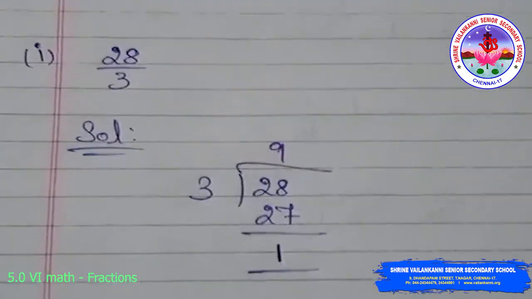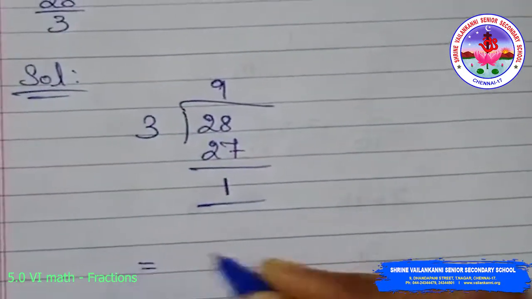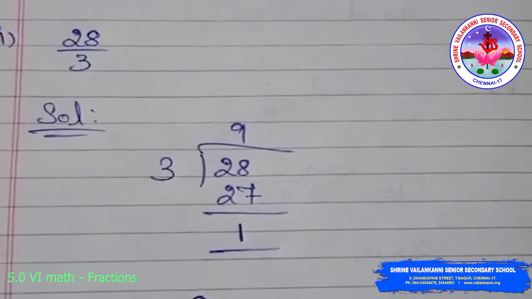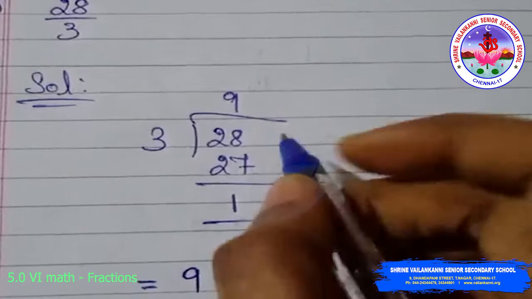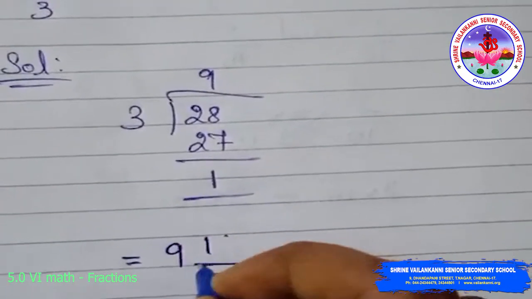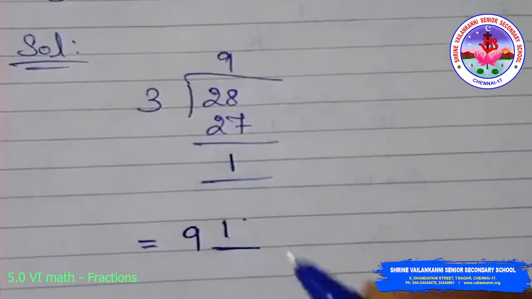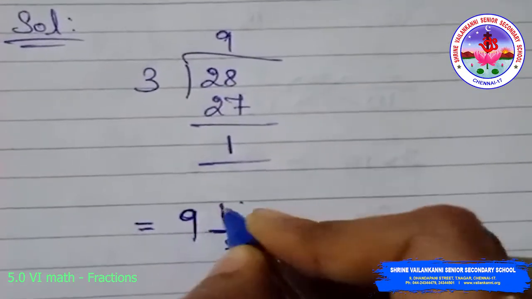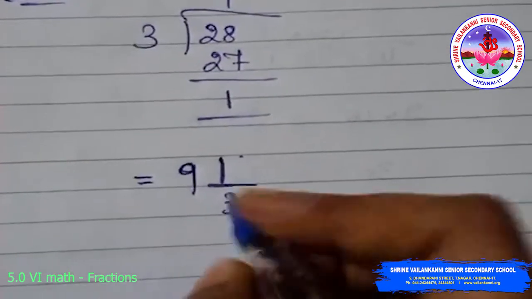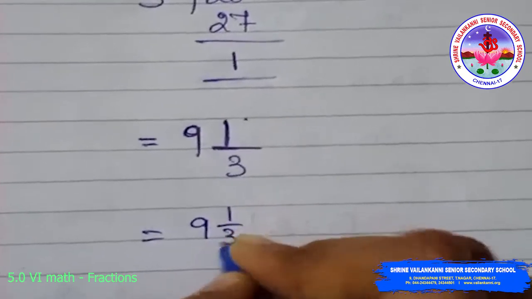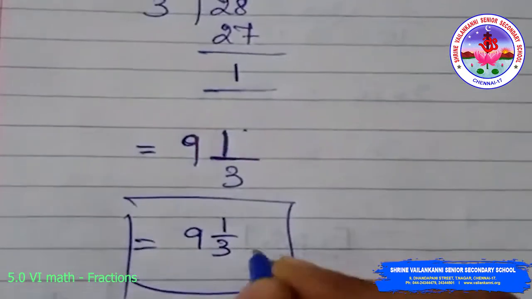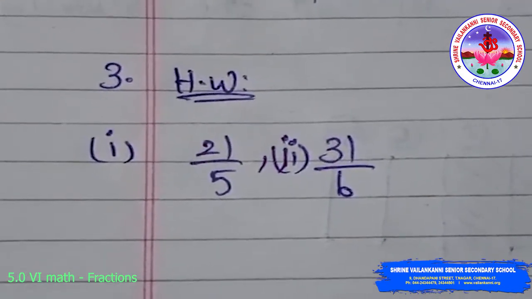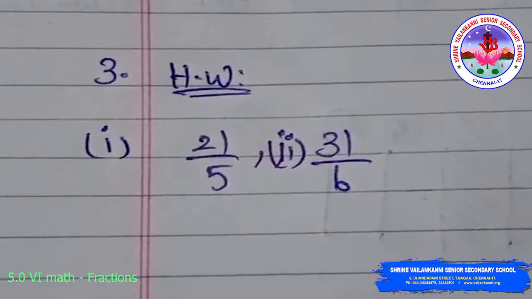Now, the quotient is the whole number part. The remainder is the numerator of the mixed fraction. Remainder is 1. The denominator remains the same. That is 3 is the denominator. So, the mixed fraction value is 9 1 by 3. This is the answer. Third question, homework sum 21 by 5. Second one 31 by 6.